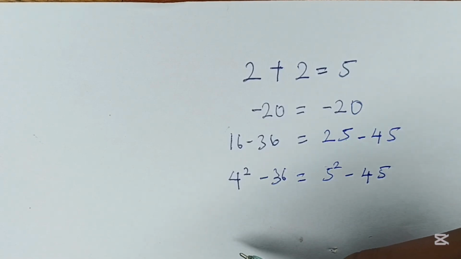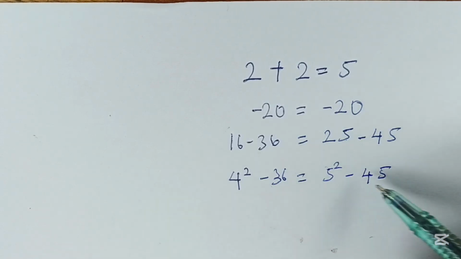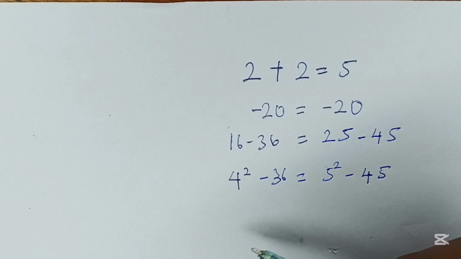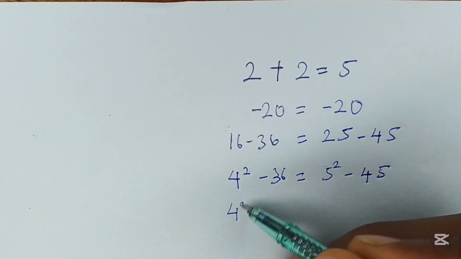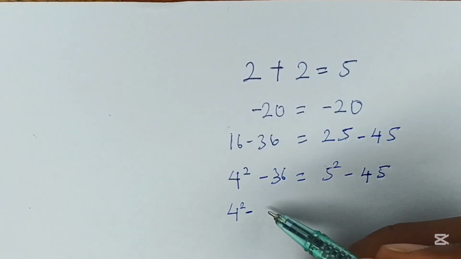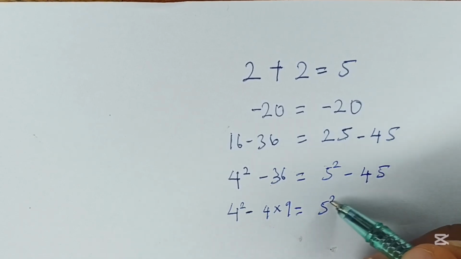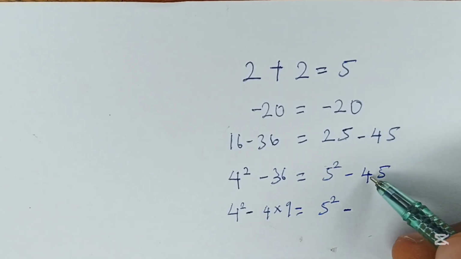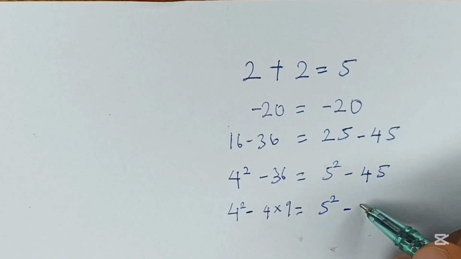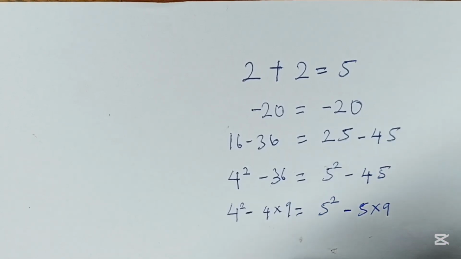Alright, now 36 and 45 are both multiples of 9. So you can write 4 squared minus, this place you can have 4 times 9, to be equal to 5 squared minus, from here you can have what? 5 times 9, alright? Now these two things are still equal, okay?